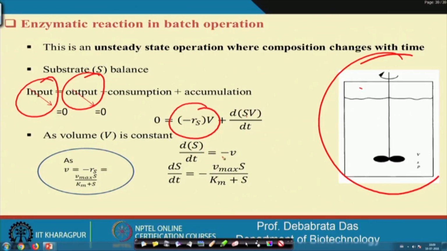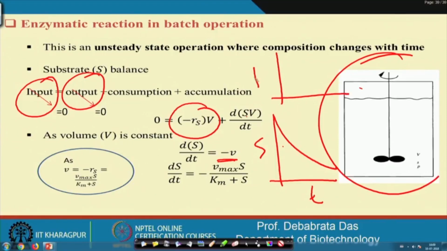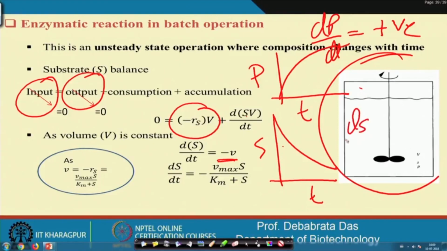So this is how we explain it. ds by dt is considered minus v. Why is it minus? Because substrate concentration keeps on decreasing with respect to time. Since it is decreasing, this minus sign has come. But at the same time, when you have product formation and you write dp by dt, this will always be positive, because ds by dt will be negative, as this is the decreasing profile, and this is the increasing profile that we have.